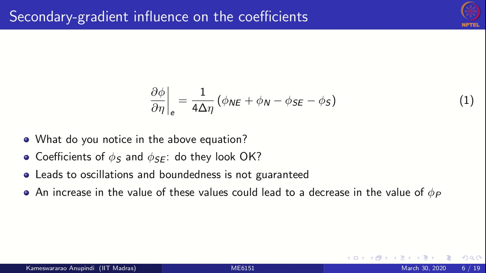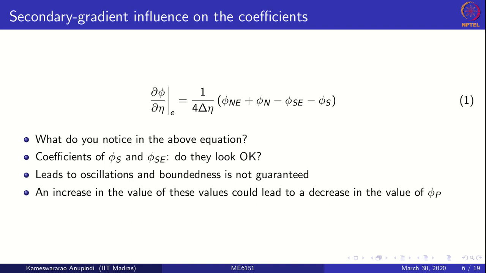If you look at AP phi p equals sigma A and B phi and B plus B, all the A and B's were positive, right? But that is not the case here, which will lead to oscillations. So that is the reason why we said boundedness is not guaranteed if you have secondary gradients. That means if you have a non-orthogonal mesh, boundedness is not guaranteed, okay? But then that is not so bad.